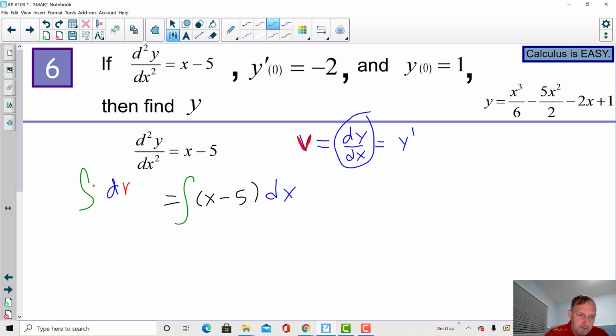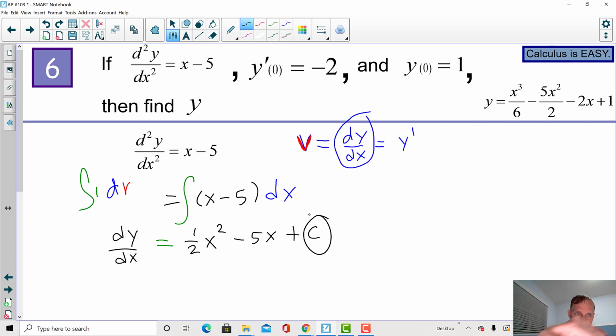On the left side, it's kind of like the integral of 1. So that's just going to give me a v. On the right side, I'm getting x squared over 2 minus 5x. And I'm going to go ahead and put the plus c on the right side. Remember, v was dy/dx, so we can trade that right now. All right, we're going to have to solve for our plus c. I can use my point.